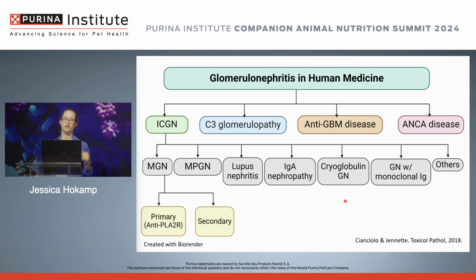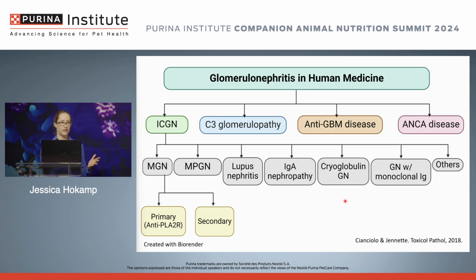So let's hone in now on glomerulonephritis. In human medicine, categories of glomerulonephritis and glomerular diseases in general are classified much more and much better than we currently have in veterinary medicine. I think we will get there eventually, but as with so much in veterinary medicine, we are behind compared to human medicine.